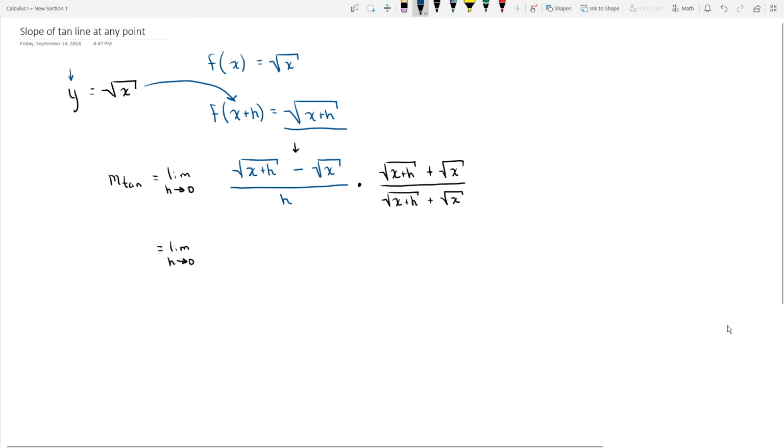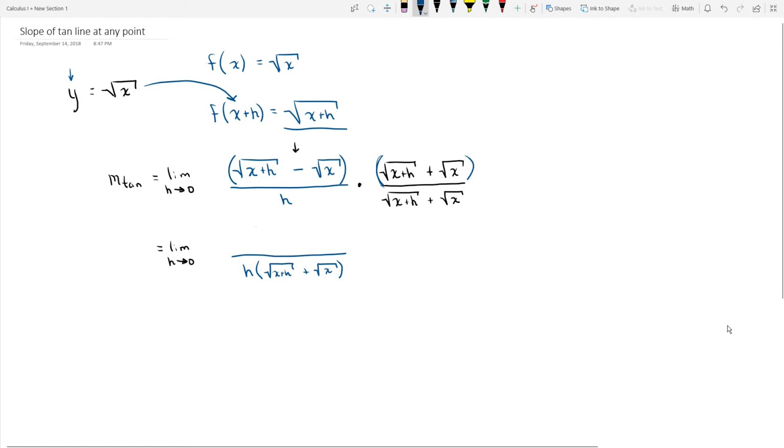And we will then have in the denominator h multiplied by the square root of x plus h plus the square root of x. And that's what I mean by do not distribute the h, because you may find that you have to then factor that h back out. So it just takes extra steps. But the numerator, we will go ahead and FOIL this.